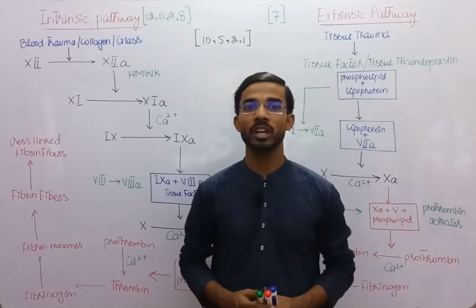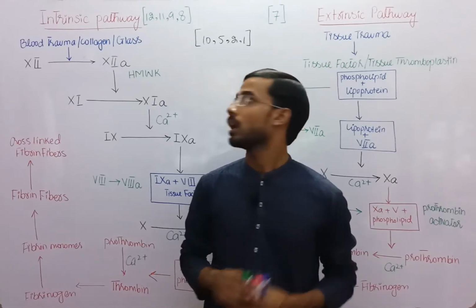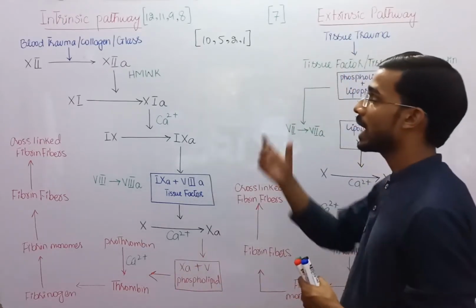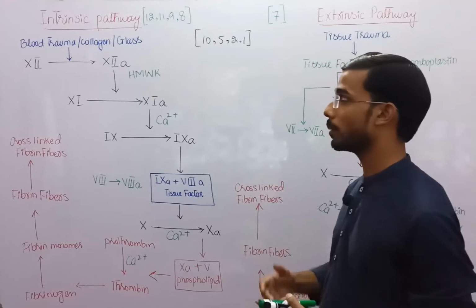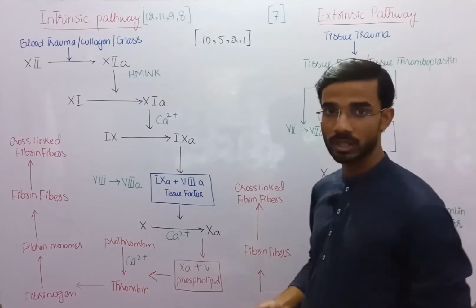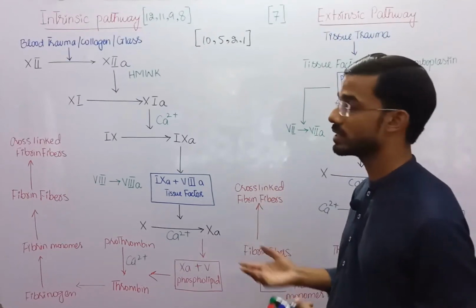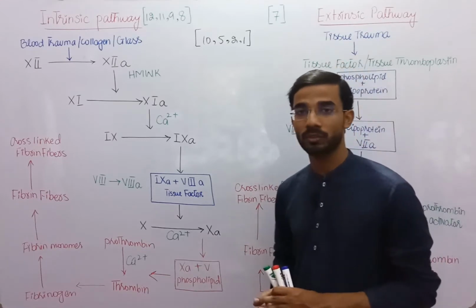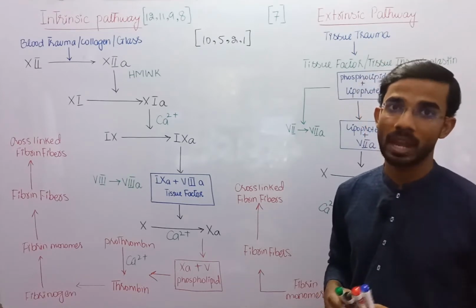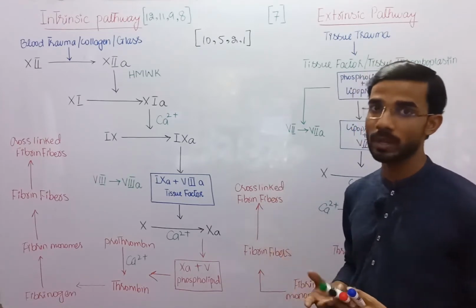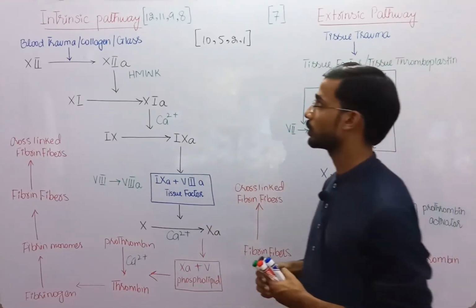Welcome back. Now we are going to discuss the extrinsic and intrinsic pathway. So let's start. In the intrinsic pathway, the damage occurs in the blood, or the blood detects collagen or glass material, which causes initiation of the intrinsic pathway. But in the extrinsic pathway, an outer source damages the tissues and blood vessels, and due to that damage, the extrinsic pathway starts. So we start with the intrinsic pathway.